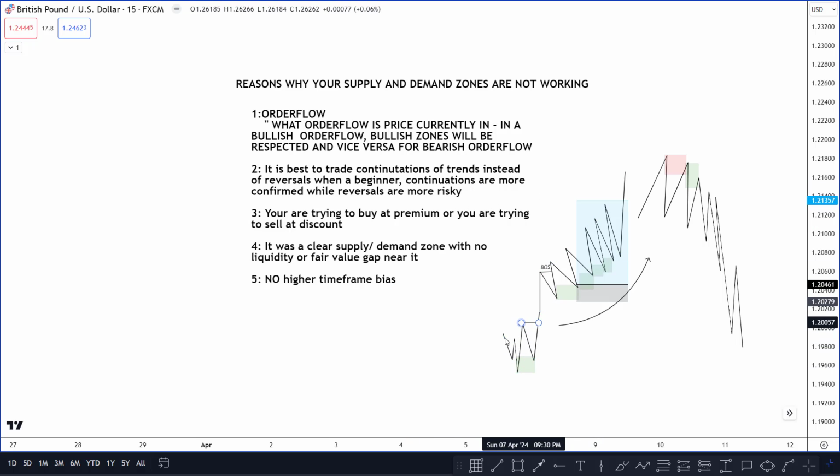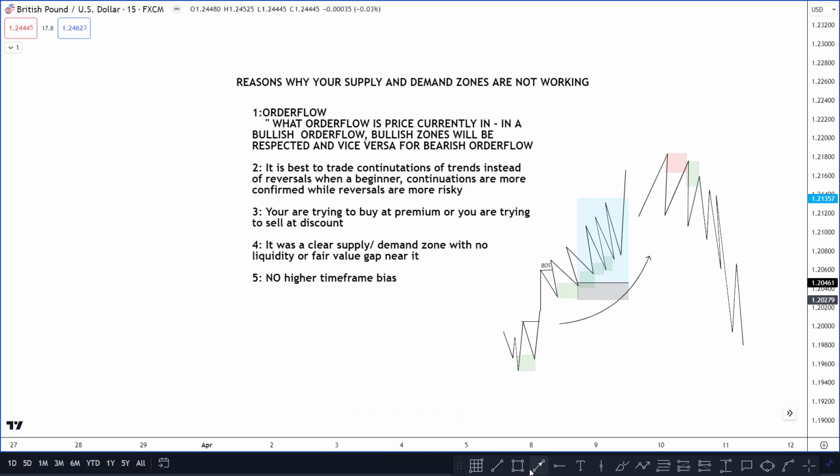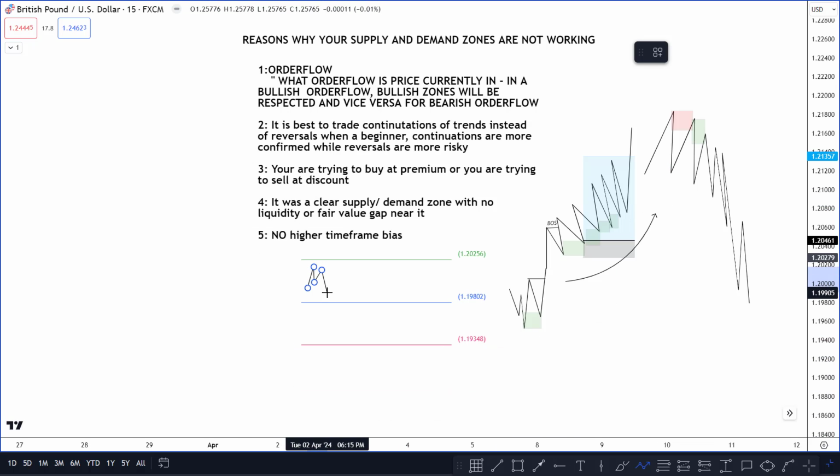You just start mastering these type of setups. And then for number three is that you are trying to buy at premium or you are trying to sell at discount. So I also released a video on premium and discount zone. So let me just bring it like right here. As you can see here, price is now in a sell format. Price is respecting all the sell PD arrays, but now as you can see, we are now in a discount zone, right? Price may now start using our discount zones, right, our demand zones, to start pushing price higher.